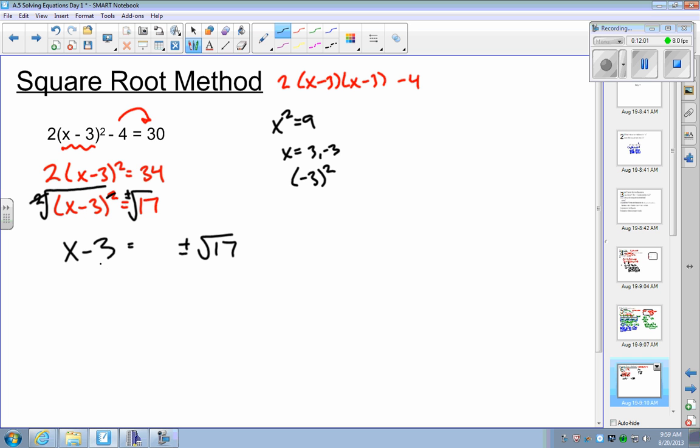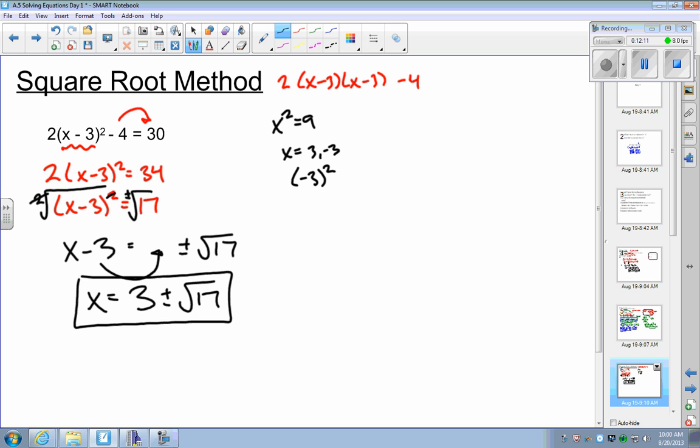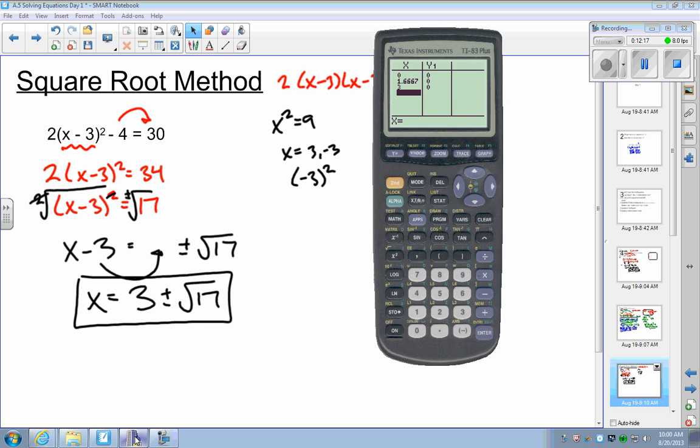Now you can see how I left a space because I want to isolate that x. So I'm just going to swing this 3 over. 3 plus minus square root 17. Okay. We want to check our answers now. It's going to be a little bit different.